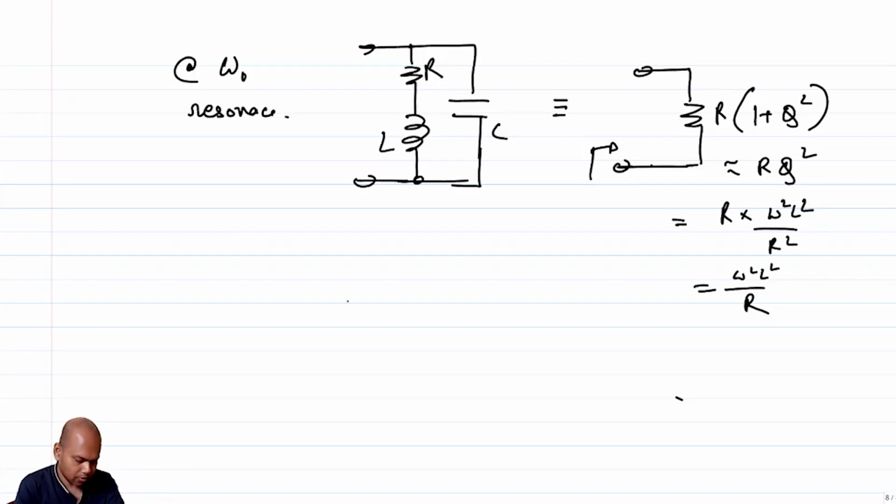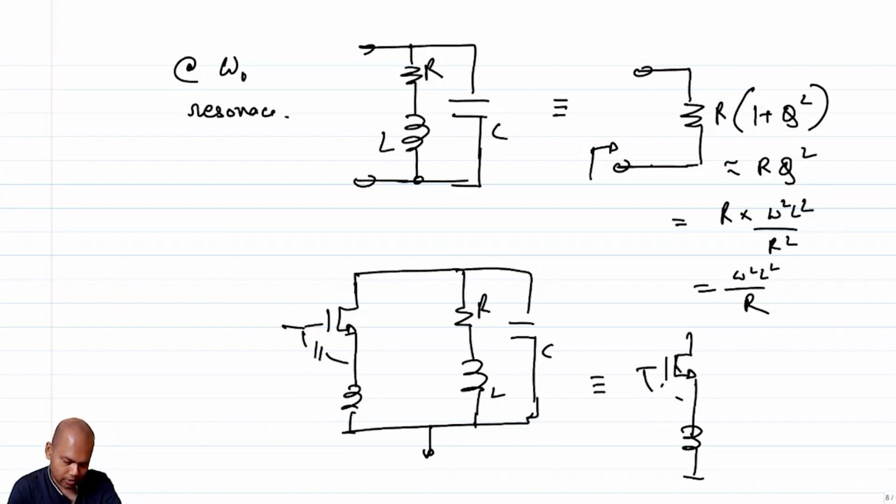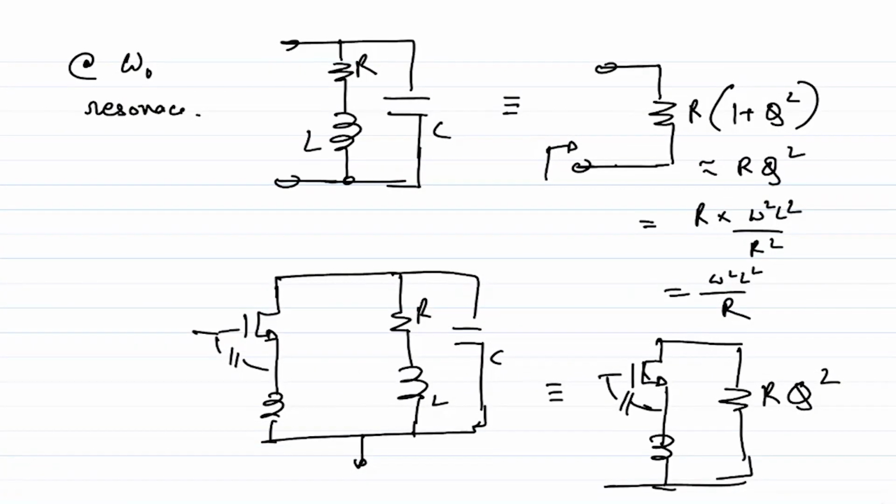So now in that case of your LNA, where you had this scenario, at resonance I can basically say it looks like this. It's R times Q squared, which effectively offers the load, in parallel to whatever load was already existing.